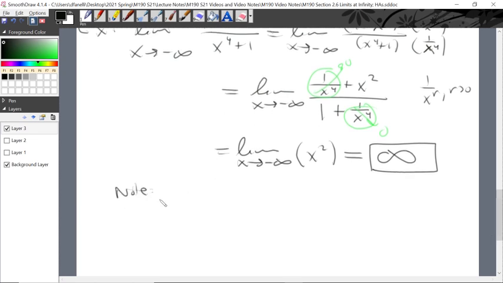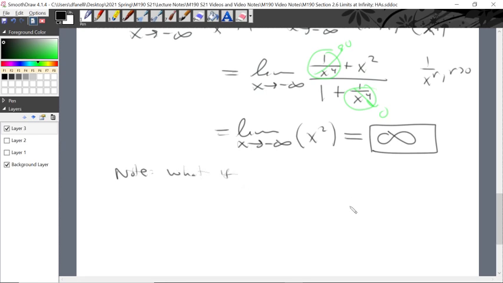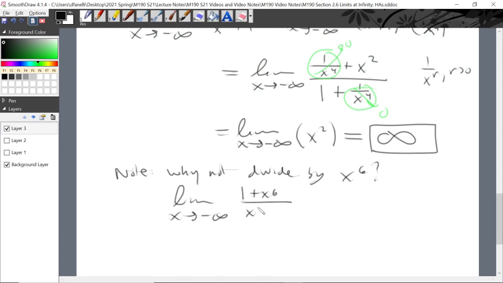Another thing I want to look at in this particular exercise, I don't want to say what if, I want to say why not. Why didn't we divide instead by the highest power of the numerator? Why not divide by x to the 6th instead when we were doing that? The other way around, right? The limit as x goes to negative infinity of (1 plus x to the 6th) over (x to the 4th plus 1). What would have happened if we divided by the highest power term in the whole fraction instead?